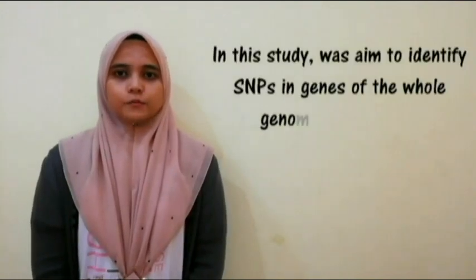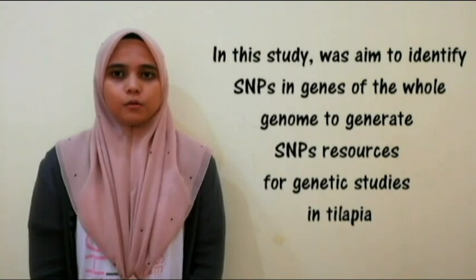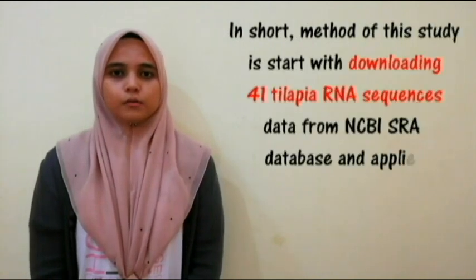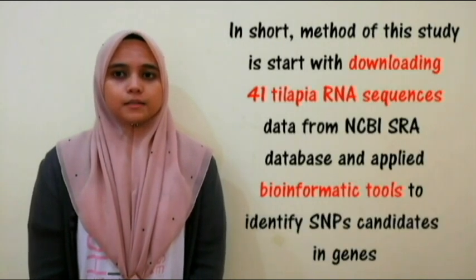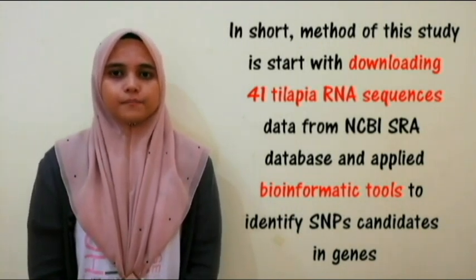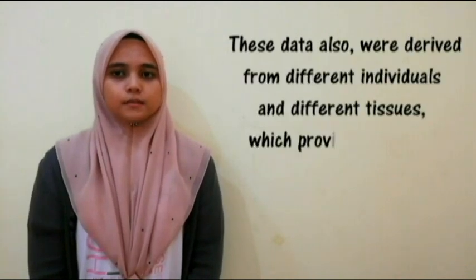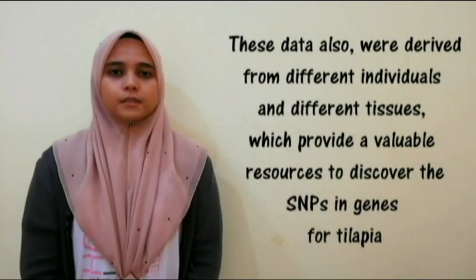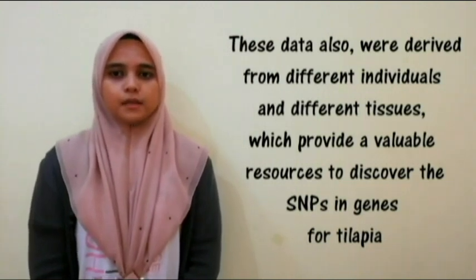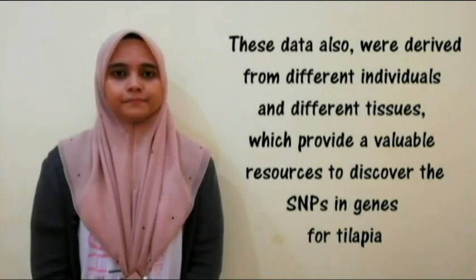This study aimed to identify SNPs in genes of the whole genome to generate SNP resources for genetic studies in tilapia. In short, the method of this study starts with downloading 41 tilapia RNA sequence datasets from the NCBI SRA database and applying bioinformatic tools to identify SNP candidates in genes. These data were also retrieved from different individuals and different tissues, which provides a valuable resource to discover SNPs in genes for tilapia.